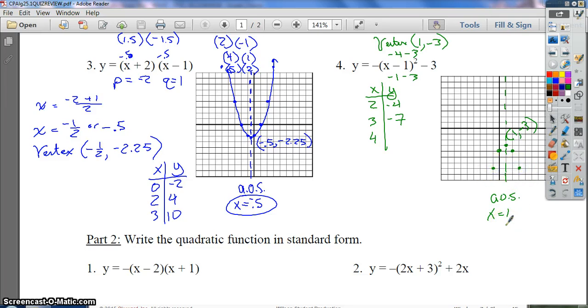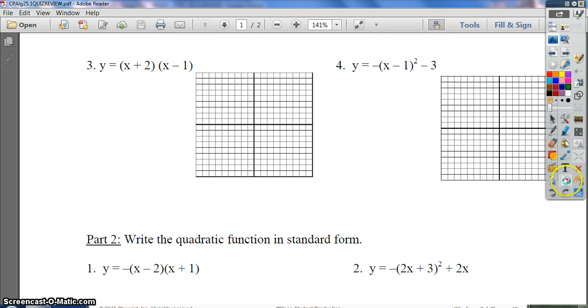You could do 4. It's not going to be on there. It's going to be negative 12. You're off the chart. So here's my lovely parabola for the last one. I can do a better job. Okay? So there's your parabola. You got your axis of symmetry. You have your vertex there. And you have your graph.